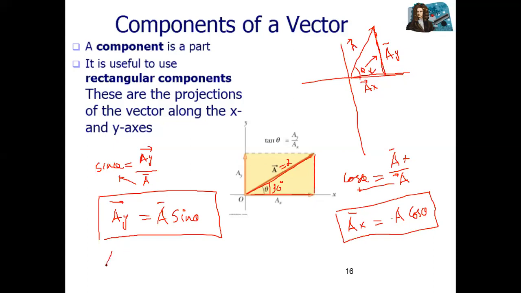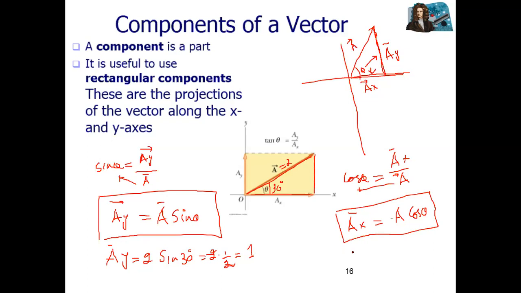For Ay, we have the formula that the vertical component is equal to A sine theta. So A is 2. What about sine theta? Sine 30 is 1/2. So 2 times 1/2, when you simplify, the 2 cancels with the 2, so the result is 1 unit. 1 unit means 1 meter, 1 centimeter, or 1 inch.